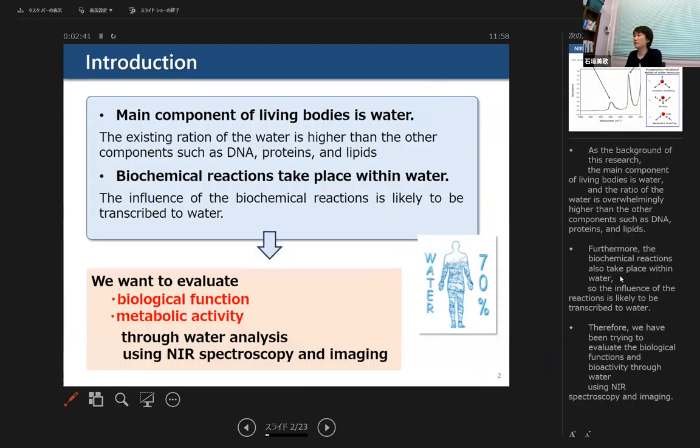Okay. So I want to introduce the background of this research. The main component of a living body is water, and the ratio of water is overwhelmingly higher than the other components such as DNA, proteins, and lipids. Furthermore, biochemical reactions also take place within water. So the influence of the reactions is likely to be transcribed to water. Therefore, we have been trying to evaluate the biological functions and bioactivity through water using NIR spectroscopy and imaging.